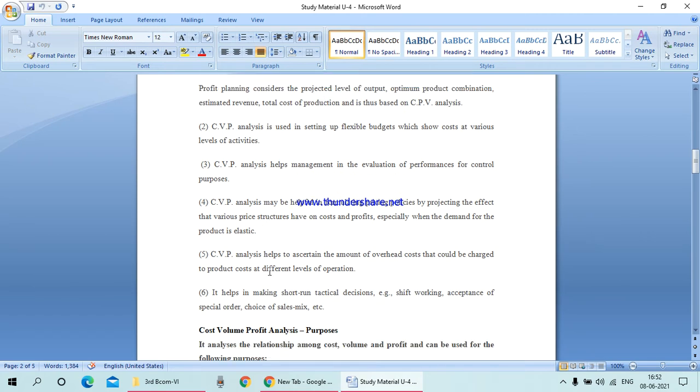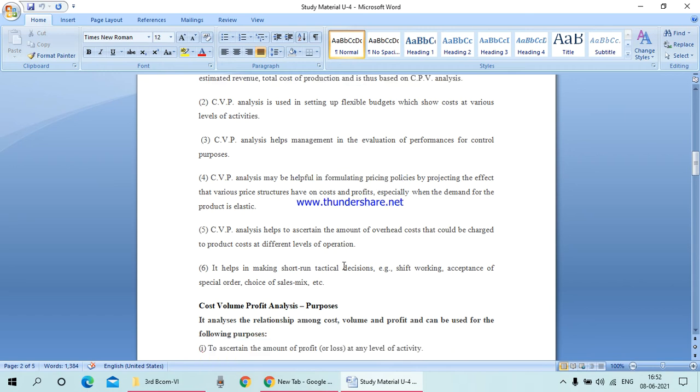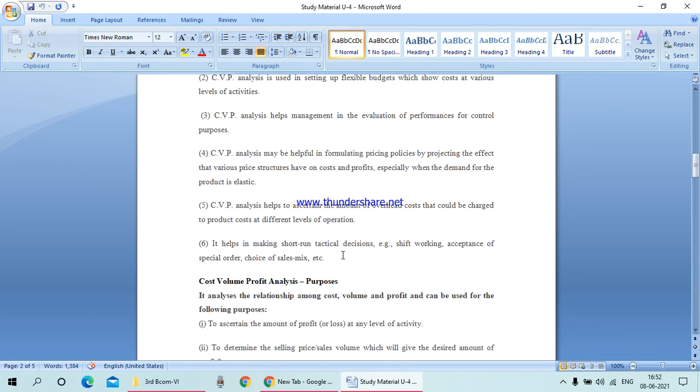Then it helps to ascertain the amount of overhead costs that could be charged to product costs at different levels of operation. Again, it helps in making short-run tactical decisions, that is, shutdown or working, acceptance of special order, choice of sales mix, etc.